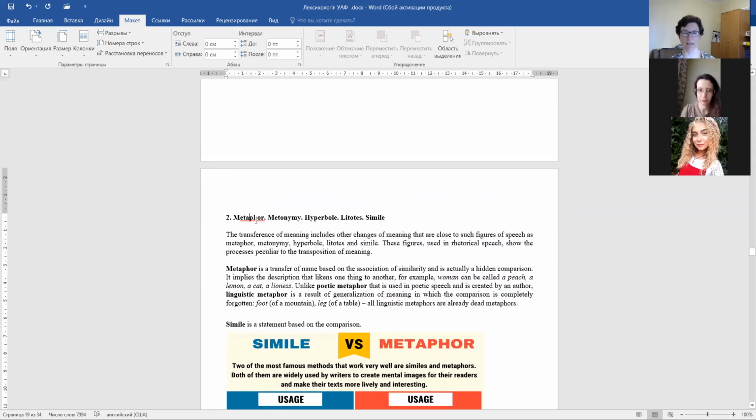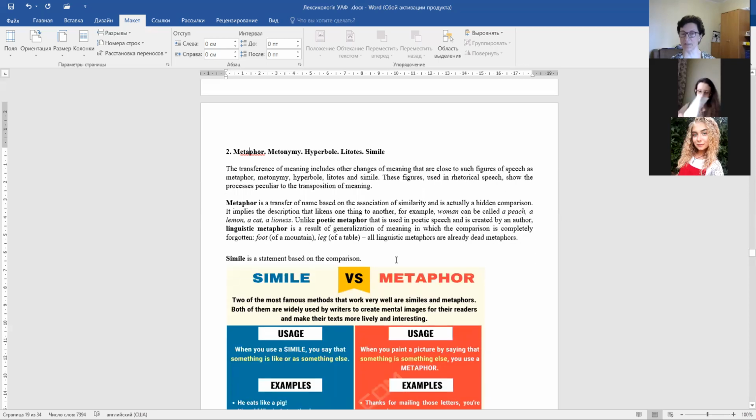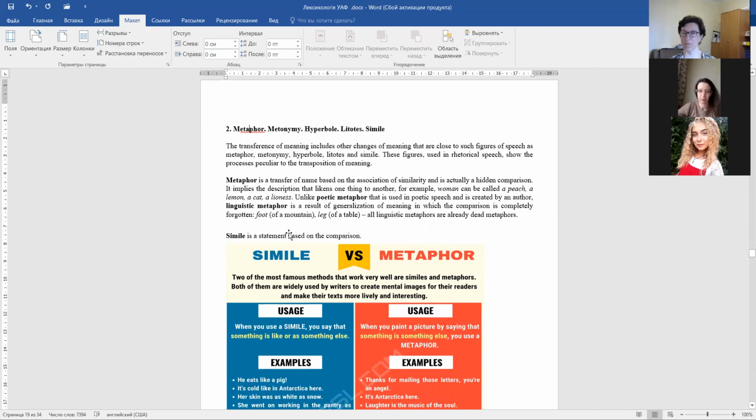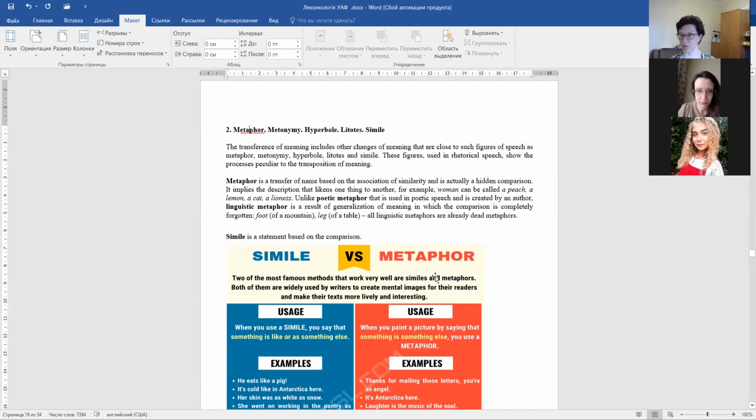Okay, good. Thank you. Let's look at the transference of meaning, and our first task will be to compare simile and metaphor, to talk about metaphor and simile. Anya, come on, start please. The transference of meaning includes other changes of meaning that are close to such figures of speech as metaphor, metonymy, hyperbole, litotes, and simile. These figures used in rhetorical speech show the processes peculiar to the transposition of meaning. Metaphor is a transfer of name based on the association of similarity and is actually a hidden comparison. It implies the description that links one thing to another.